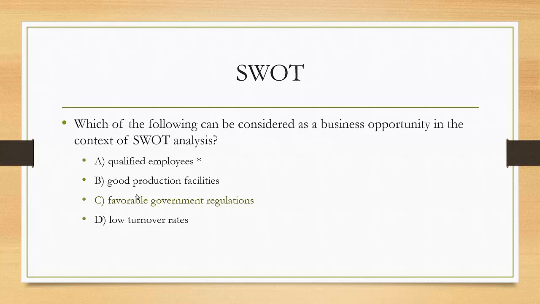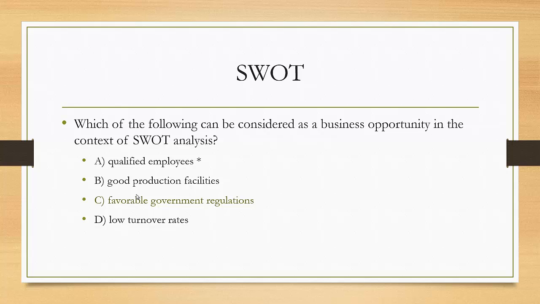When you do a SWOT analysis, you're looking at the strengths and weaknesses, opportunities and threats. That's what the SWOT stands for. The strengths and weaknesses are internal to the organization, whereas the opportunities and threats are external. We're looking at things outside of our organization, out in the environment. Qualified employees, that's something specific internally to our company. Good production facilities, those are strengths that are internal. Low turnover rates, meaning our employees are happy and they're not leaving, that's internal. The only external factor in this question is favorable government regulations.